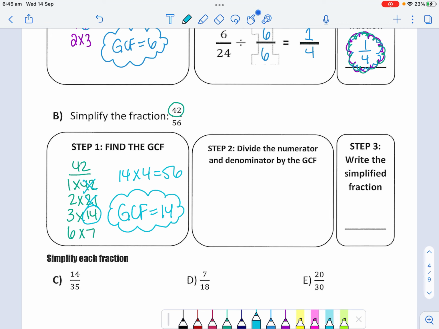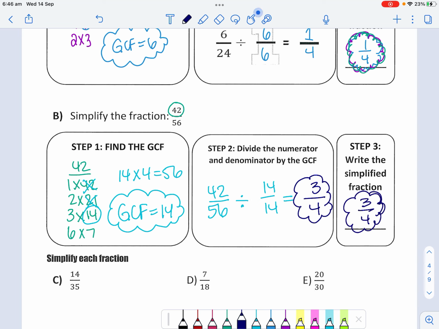So then step 2 again says divide the numerator and the denominator by the greatest common factor. So here is my original fraction, 42 over 56. I'm going to have a division symbol, and then I'm going to put 14 on both the top and the bottom. And then I'm going to divide straight across. So 42 divided by 14 is 3. 56 divided by 14 is 4. And that 3/4 is now my new final answer. That's the one that I want.